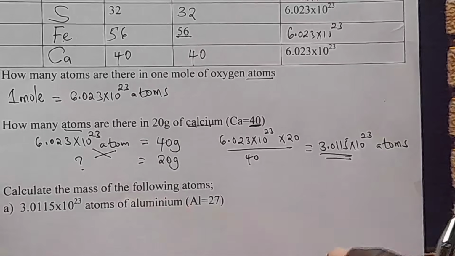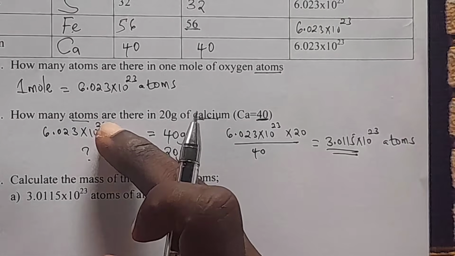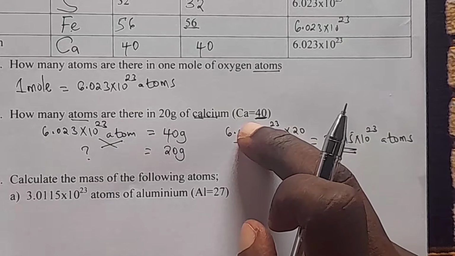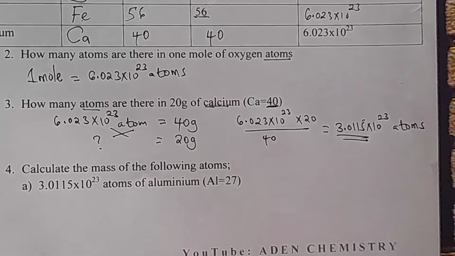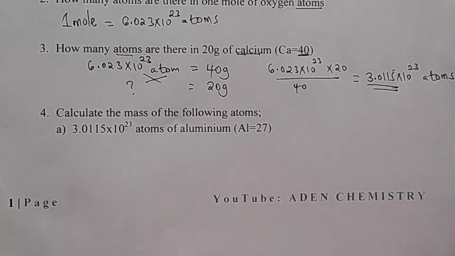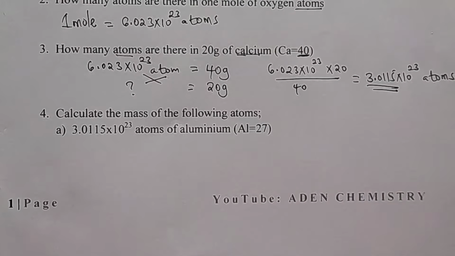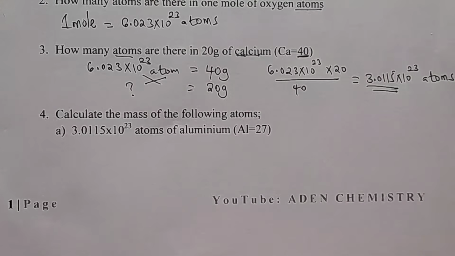So in this example 3, we are relating number of atoms, that's the number of particles, with the molar mass. Next, we are told to calculate the mass of the following atoms. So here, we don't have mass, and where are we going to get mass? We are going to get mass from the molar mass.